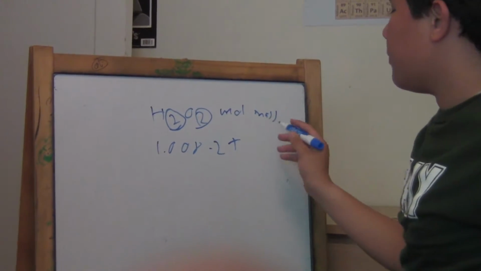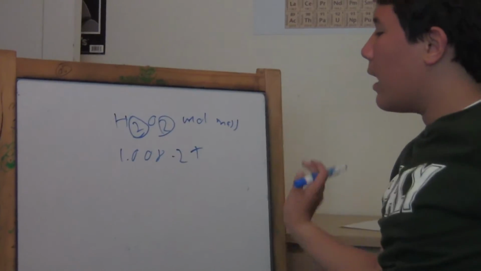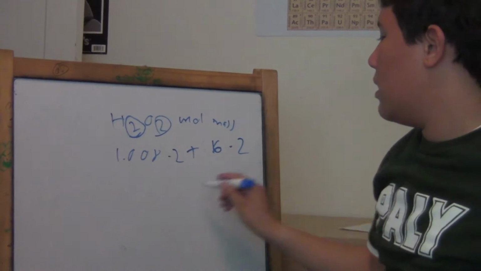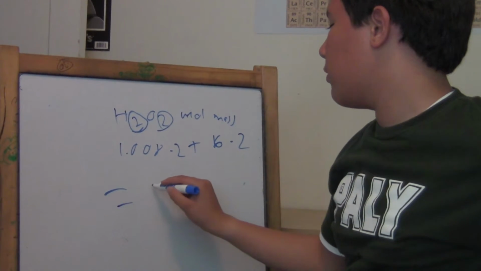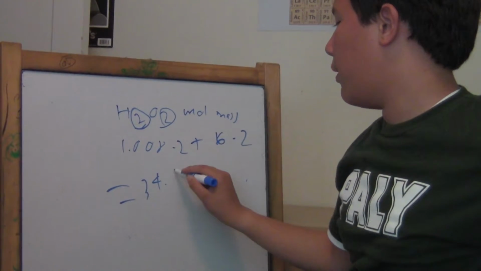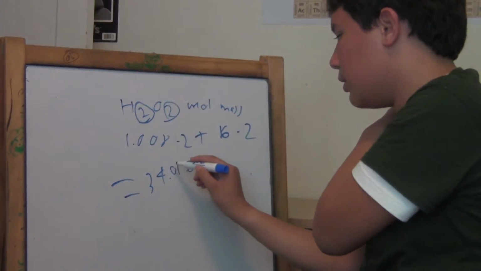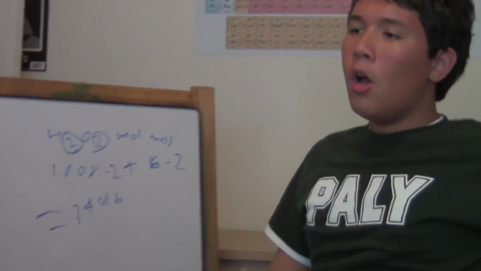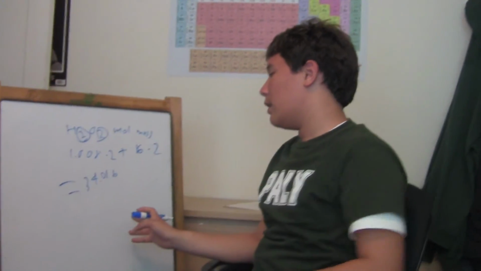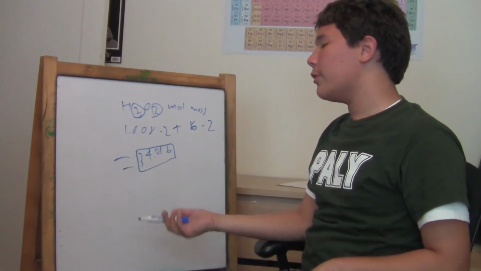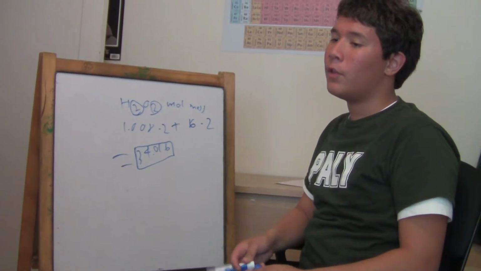So then we add the atomic weight of oxygen multiplied by the amount, which, after a long series of calculations, would roughly lead to 34.016, I believe. And then after that, we find our answer.